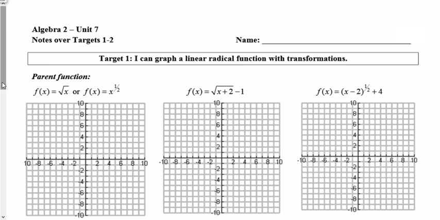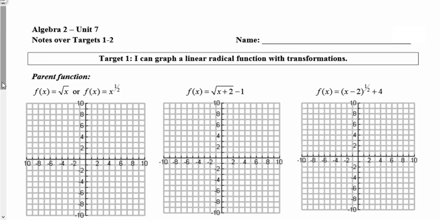So today we're going to be starting Unit 7 by graphing radical functions, and then we're going to be adding in some transformations at the end today, or just after we graph the parent functions. We're really going to focus on graphing the square root today, also things to the 1/2 power.